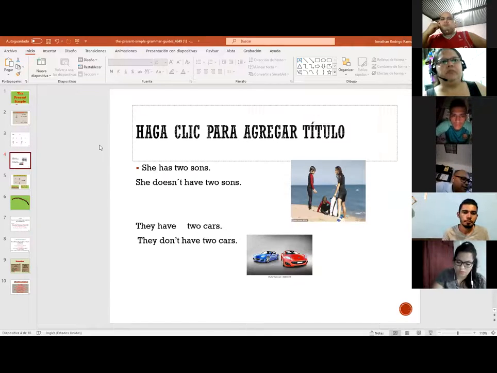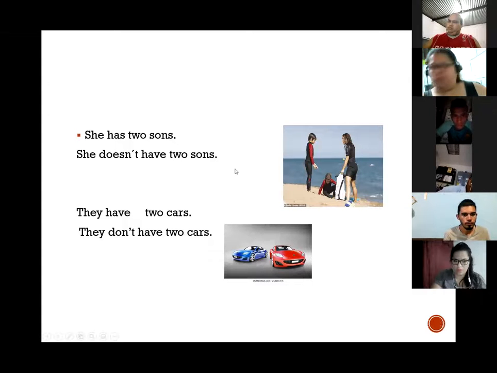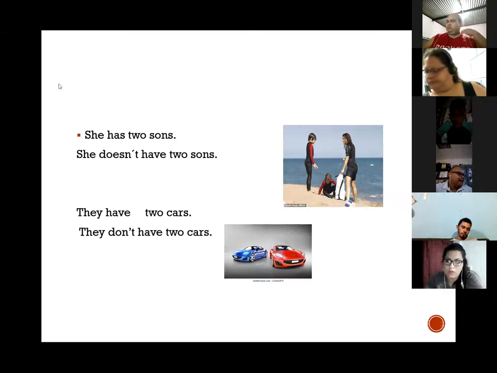For example, she has two sons. Okay, únicamente en su forma afirmativa, pero en la forma negativa, para decir ella no tiene dos hijos, vamos a decir she doesn't have two sons. Como ustedes pueden ver, regresó a la forma original o la forma infinitiva del verbo. Doesn't absorbe la acción del verbo. La forma infinitiva significa sin conjugación el verbo.